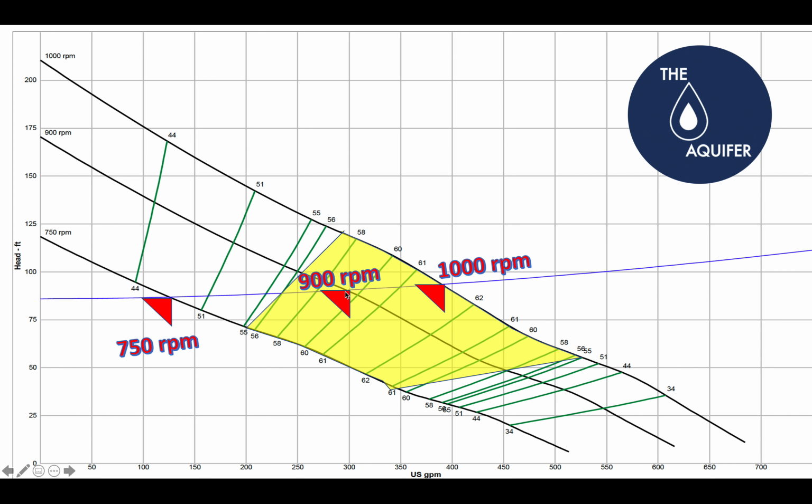When we slowed it down to 900 RPM, you can see we lost some efficiency. We're somewhere between 58 and 60. I think we were at 59%. Again, still in the preferred operating range. But here's the challenging one. When you see that we've turned it down to 750 RPM, now we're starting to drop out of the preferred operating range.